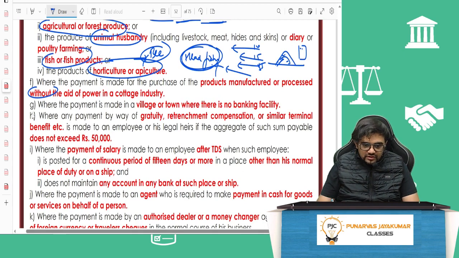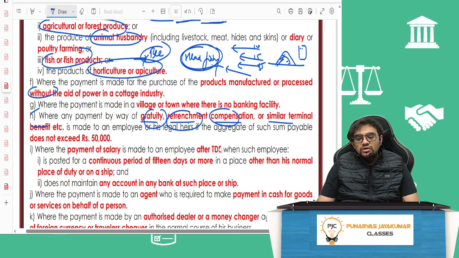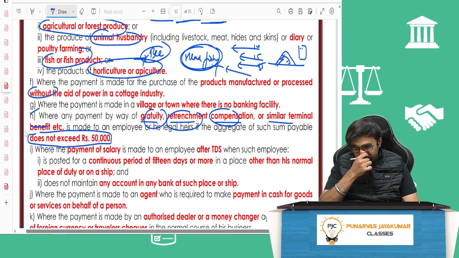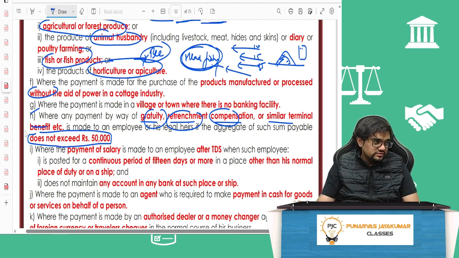And guys, this again is one more point. Where payment is made by way of gratuity, retrenchment, compensation, other terminal benefit. I can make payment to any employee for gratuity, retrenchment, compensation, etc., or to him or his legal heirs if the sum payable does not exceed 50,000 rupees. So up to 50,000 I can make. More than 50,000, if I make in cash, disallowed.